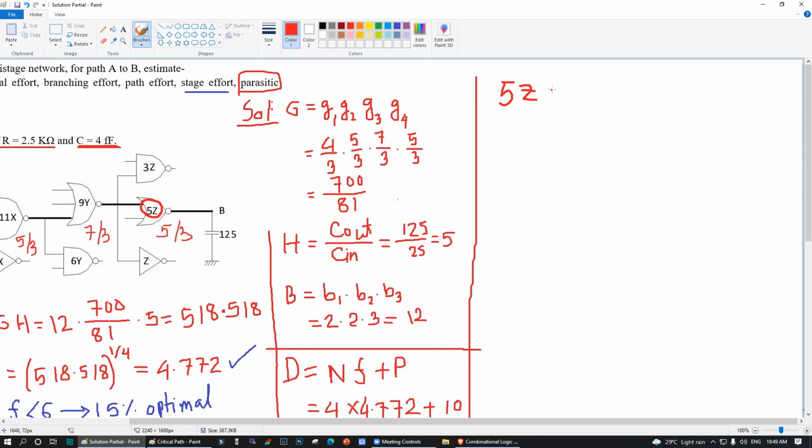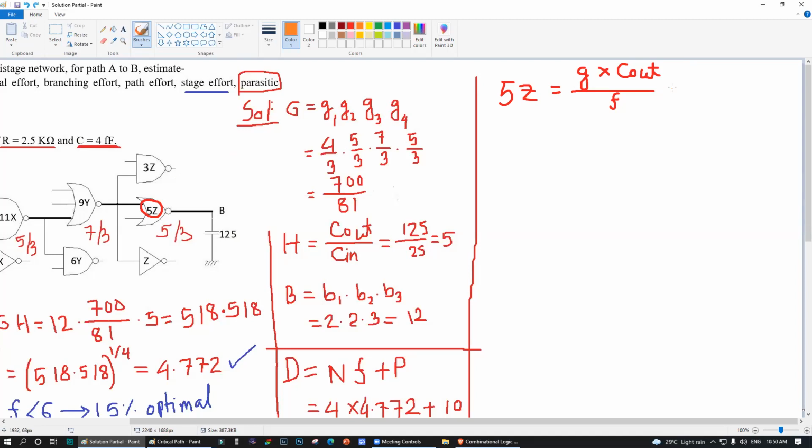5z equal to, the formula will be g into C out by F. What is G? G is the specific logical effort of that gate only. Here, what will you have? It is G. In this case, it will be G4. Understood? In this case, it will be G4. This one. Okay? It will be G4.